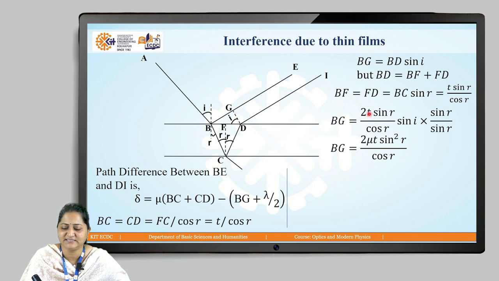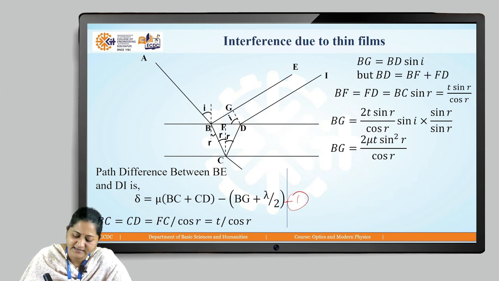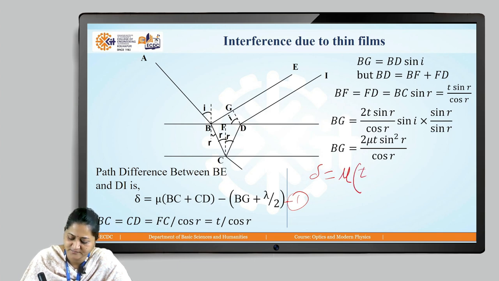2 as it is, t as it is, sin r into sin r, that is sin square r upon cos r. So, our expression for BG is now ready, that is 2 mu t sin square r upon cos r. So, let us now put the expressions for BG, BC, CD into this path difference equation. Delta, that is path difference, is equal to mu into BC t by cos r plus CD t by cos r.